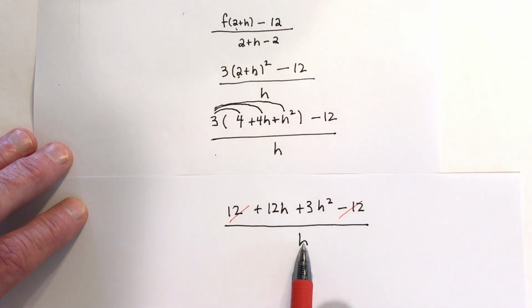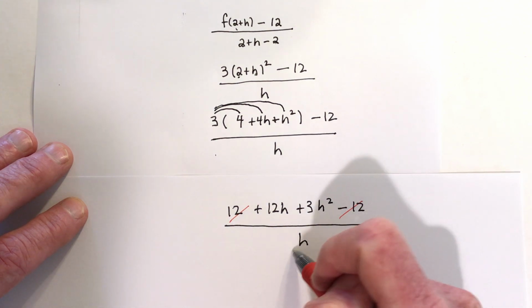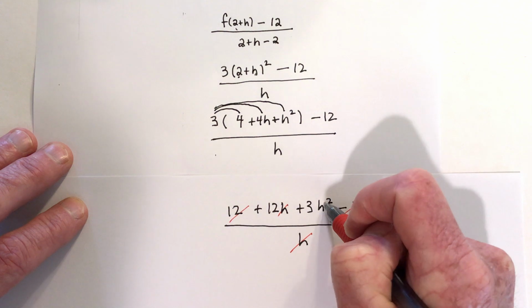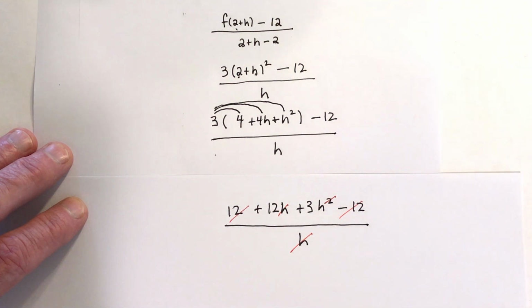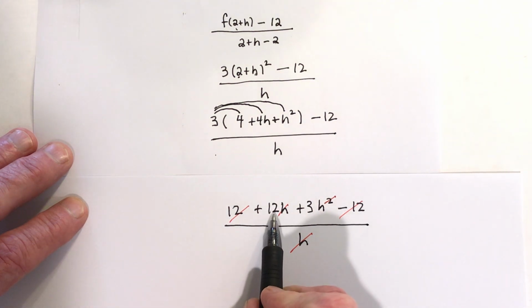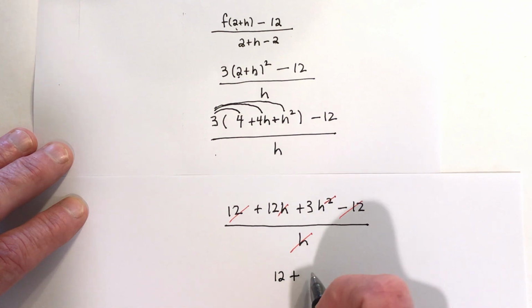After that, this has an h, and this has an h, and this has an h. So I can actually cancel one h in each place. So this one is going to leave one h behind, but everything else, all the other h's got canceled. So that means all that's left is this 12 plus 3h.